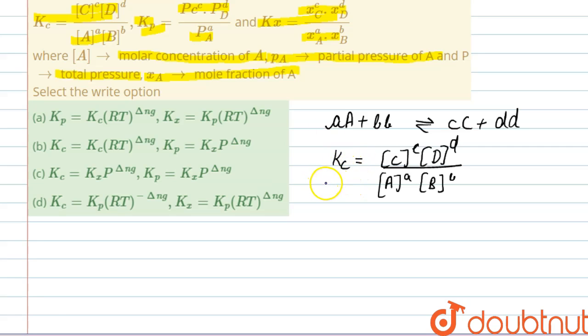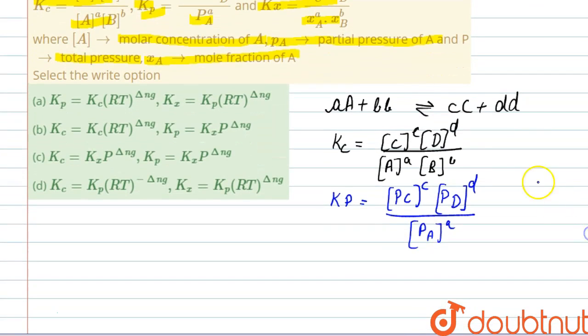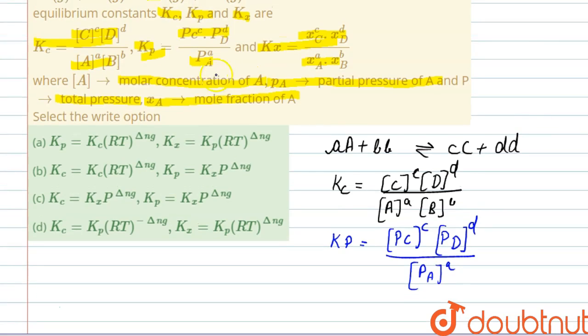Now we know that the value of Kp, that is the equilibrium constant in terms of partial pressure, will be the partial pressure of C to the power c, partial pressure of D to the power d, divided by the partial pressure of A to the power a, and here it is missing, the partial pressure of B to the power b, so we will write it as partial pressure of B to the power b.